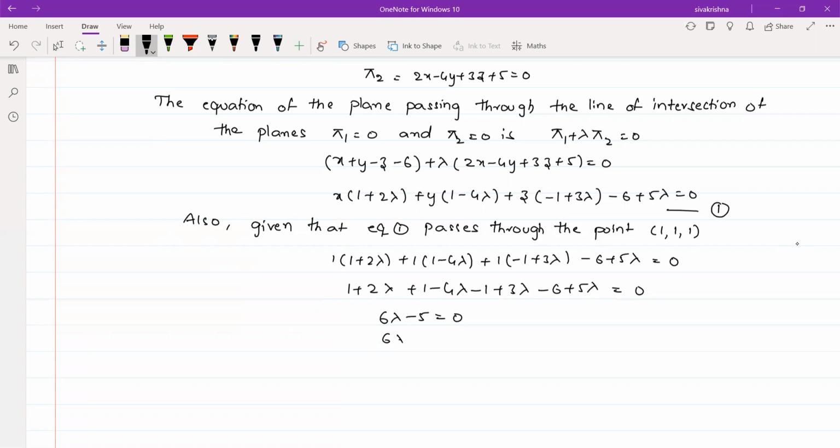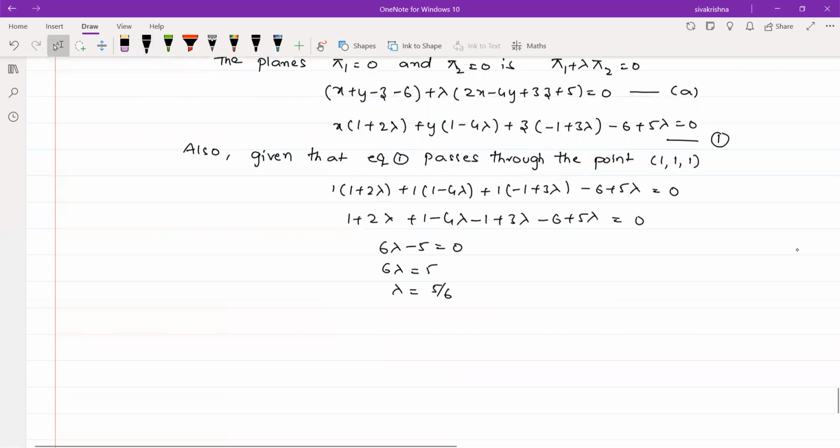So that we get 6 lambda is equal to 5 and lambda is equal to 5 by 6. So the value of lambda is 5 by 6. Okay, now we have to substitute this particular value of lambda in the above equation, that is, we have to treat this as A. Okay, so now substitute lambda is equal to 5 by 6 in the equation A.